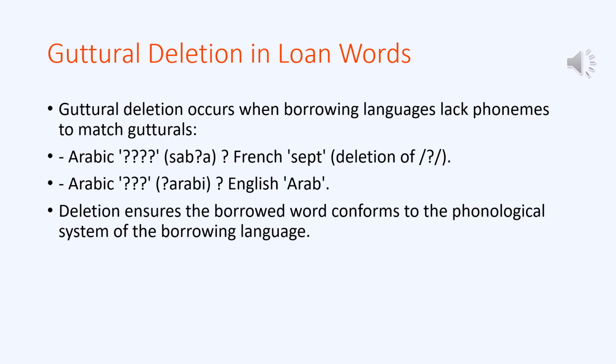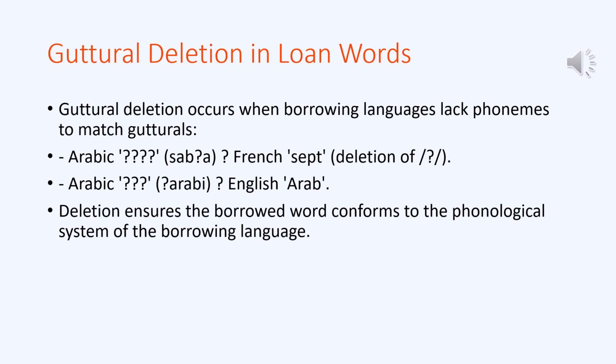Also, the same thing happened with the French word set, when they took the Arabic word sab'a, and of course sab'a, because it has a ta marbuta at the end, so it's something like sab'atun. So the French took it as set, totally removing the ayn sound.